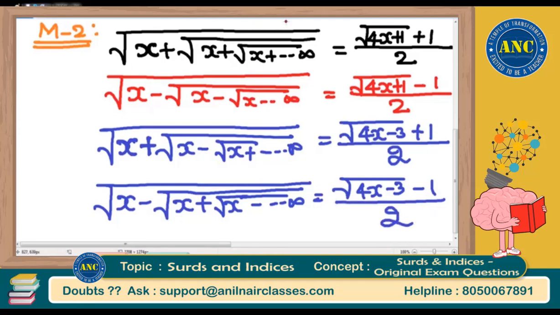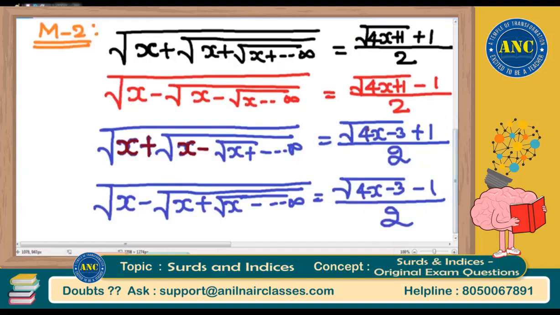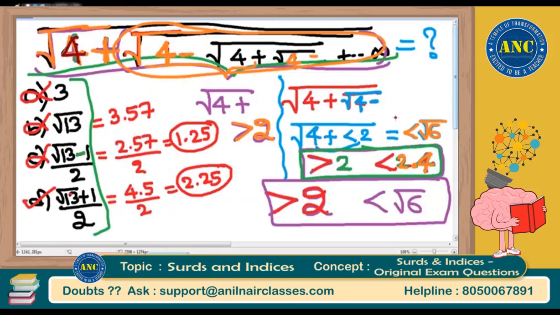Now see here, sir, which question are we with? We are in this third variety of question, where it is starting with plus and minus and then continues. And what is x value? X value is 4 in this question. Substitute 4. 4 into 4 is 16. 16 minus 3 is 13. Root of 13 plus 1 divided by 2. This is what I also got in my beautiful method of solving as option D.